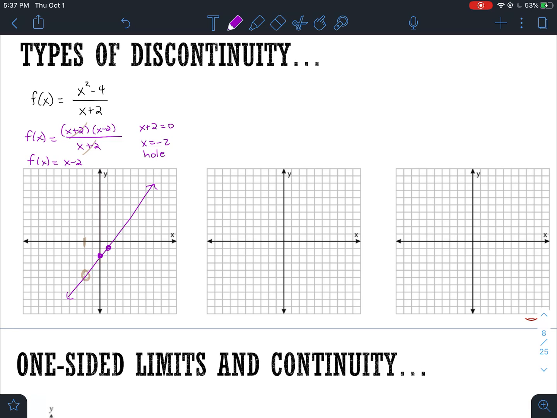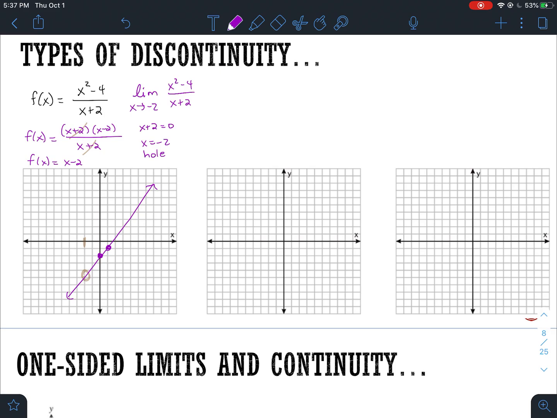What if I wanted to find the height of that hole? Well, the height of the hole is just going to be the limit as x approaches negative 2 of that graph. So the graph doesn't actually exist at negative 2, but if I took the limit there, that would tell me what the height of that hole is.